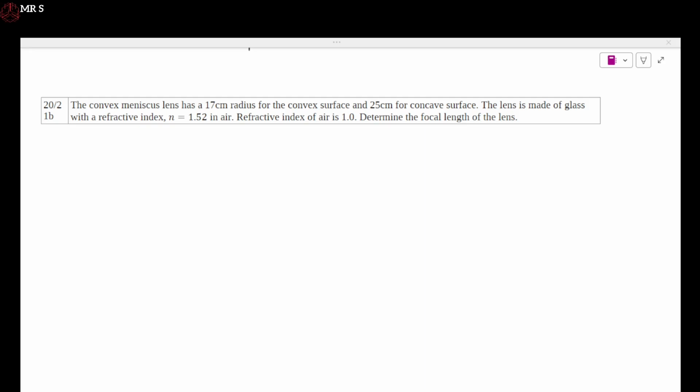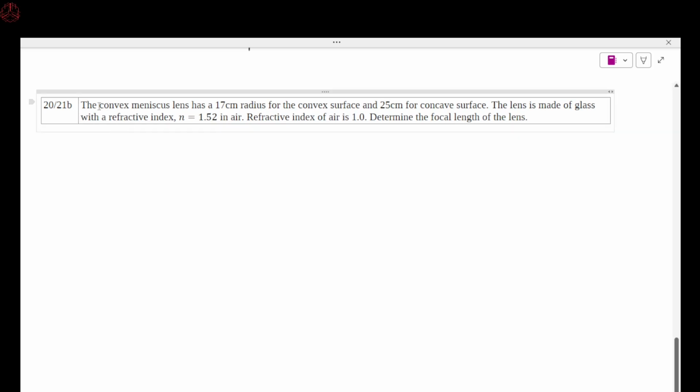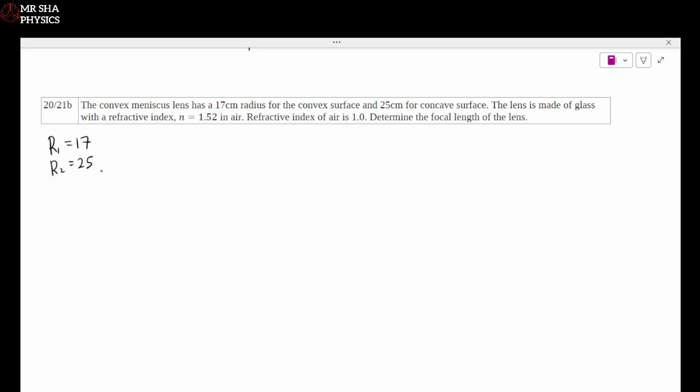Okay, so we are on the next question. Let's look at what we have. The convex meniscus lens has 17 centimeters radius for its convex surface, right, and 25 centimeters for its concave surface. So I can quite easily just say that my R1 is 17 and my R2 is going to be 25.